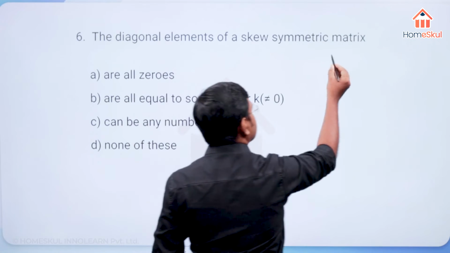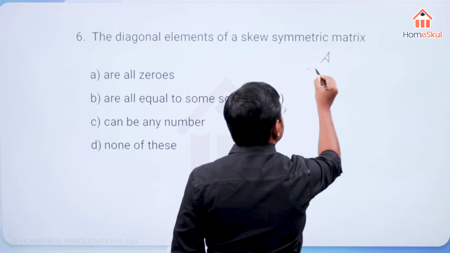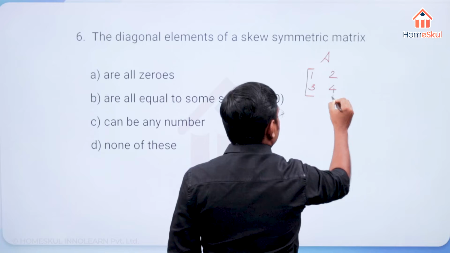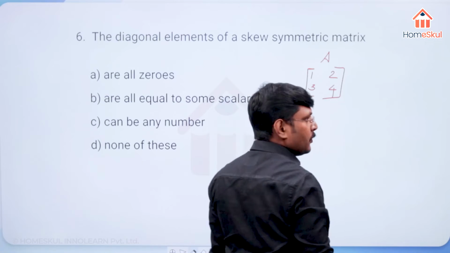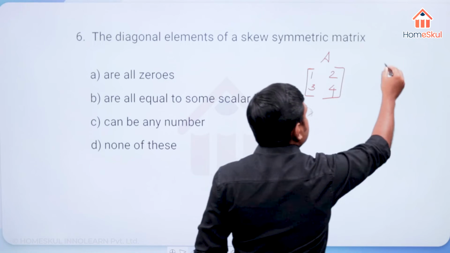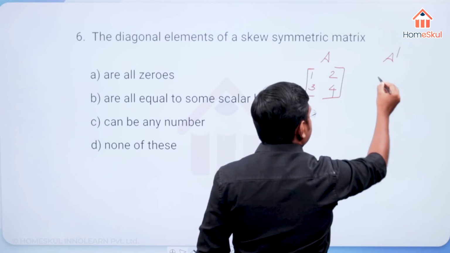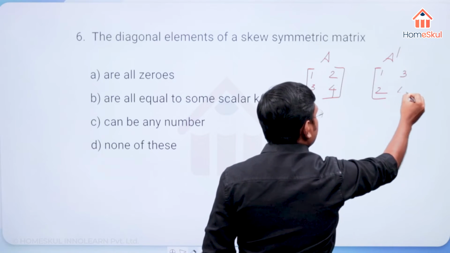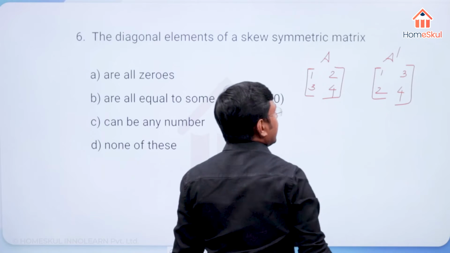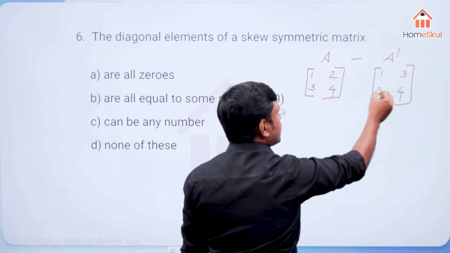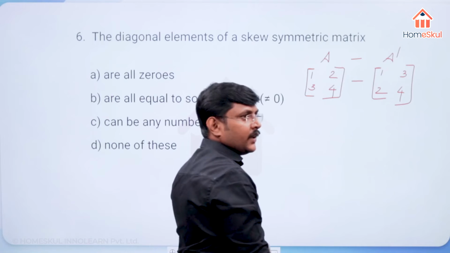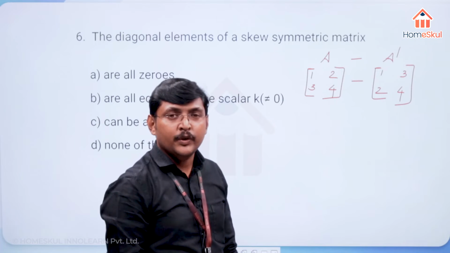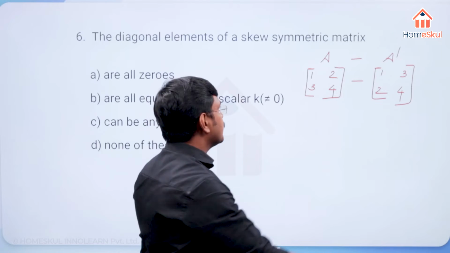That means I am considering a matrix A as 1, 2, 3, 4. By taking a direct example, we can verify what is happening. Next, I am going to take the transpose of this. That means the transpose is 1, 3, 2, 4. Next, I am going to take the difference of this. As I said, on taking the difference of the matrix and the transpose of it, you get a skew symmetric matrix, right? So I am taking the difference.